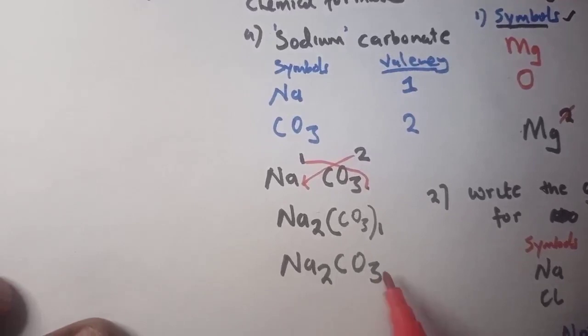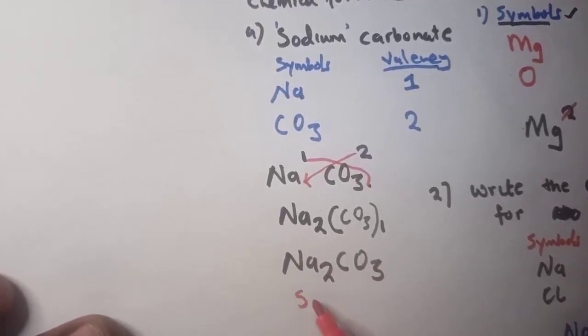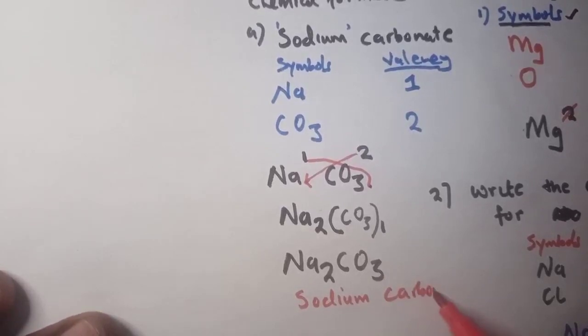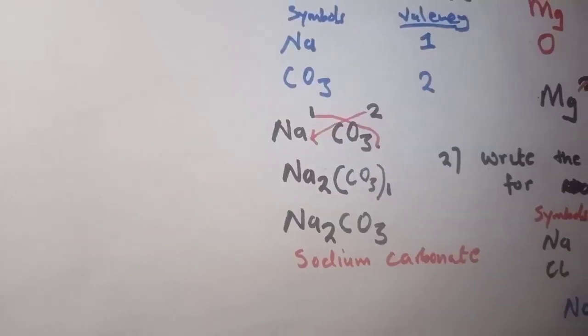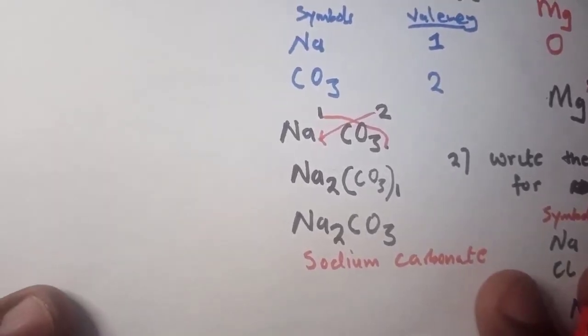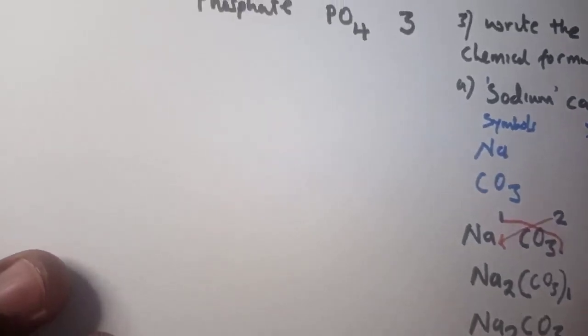Okay, so this is how you write sodium carbonate. Wherever you go in this world, when you write like this, someone will know that you've written sodium carbonate. So that's the chemical formula for sodium carbonate. Okay, still have more examples coming.